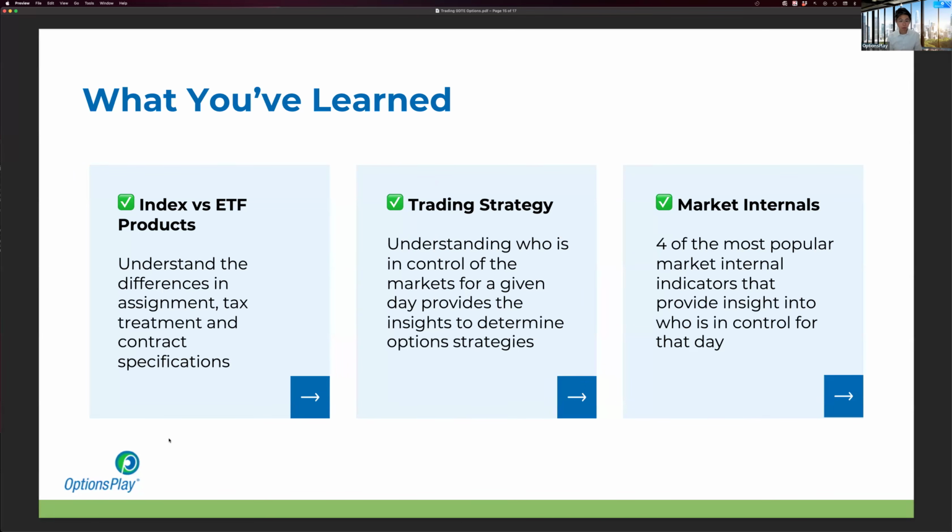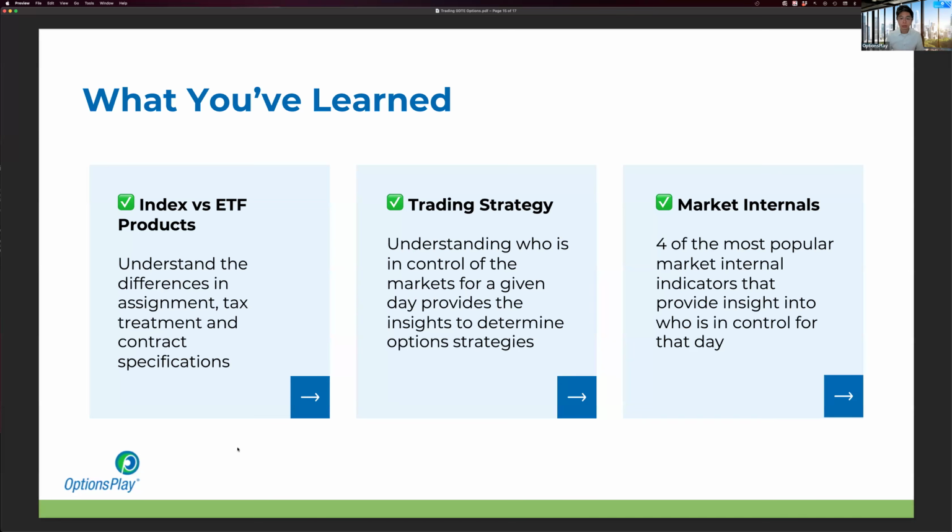Understand who has control is really the primary thing that you're trying to determine every single day. And looking at whatever views that you have for the day, whether that's holding throughout the rest of the day or if that changes, it can change. And when it does change, you need to also shift your strategy. And then we looked at 4 of the most popular market internal indicators that provides us insights into who has control for that day and whether that is maintaining control or that is changing throughout the day.